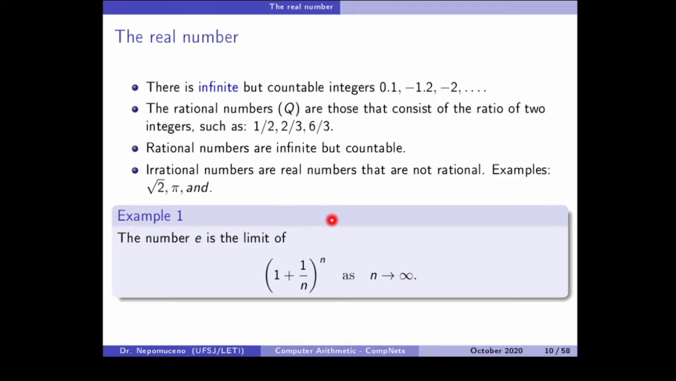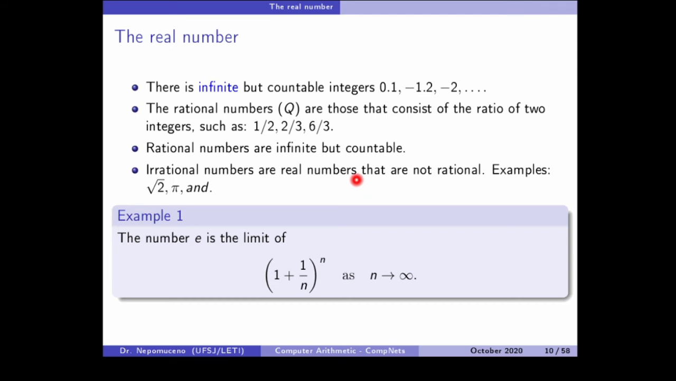The real numbers include integers, which are infinite but countable. The rational numbers, Q, are those that consist of a ratio of two integers, such as 1/2, 2/3, 6/3, and so on. Rational numbers are infinite but countable. Irrational numbers are real numbers that are not rational. Examples: square root of 2, pi, and other numbers as well.